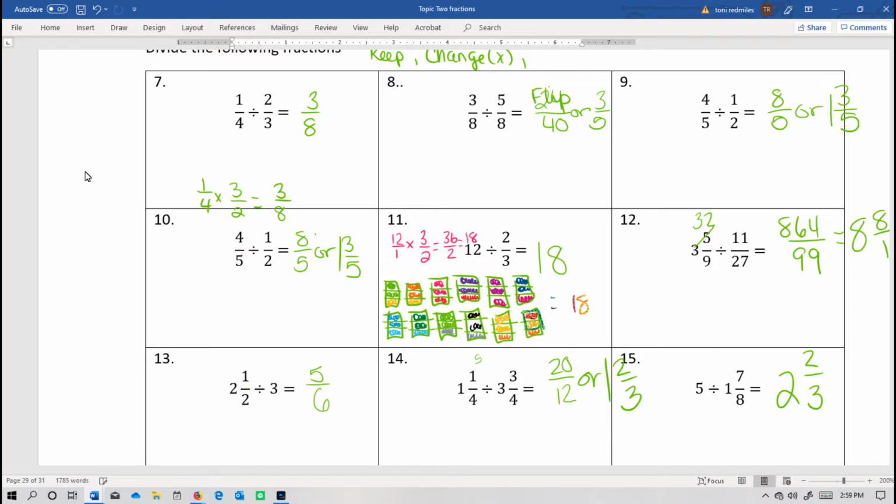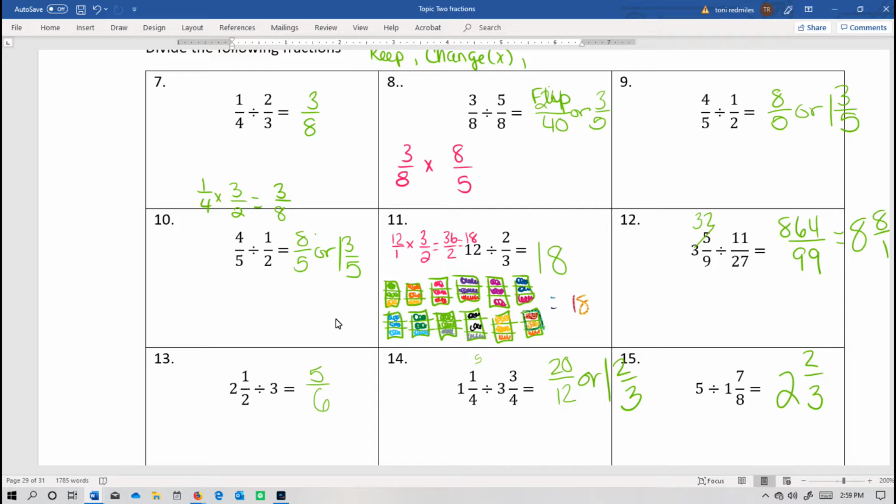So see, the math is meeting up with the modeling, and that's what we want to see. That's how mathematicians made these rules. So if you get stuck, just go back to the way the mathematician did it, okay? All right, so back up to 8. We keep the first one, change the multiplication, flip the second one.